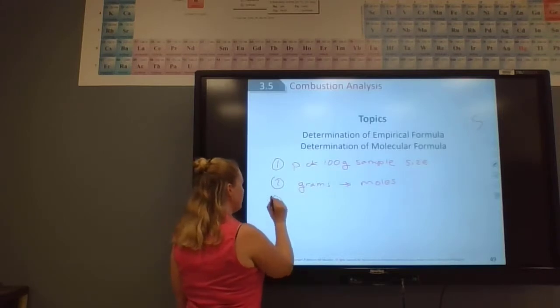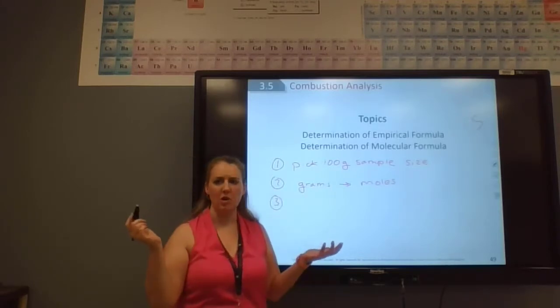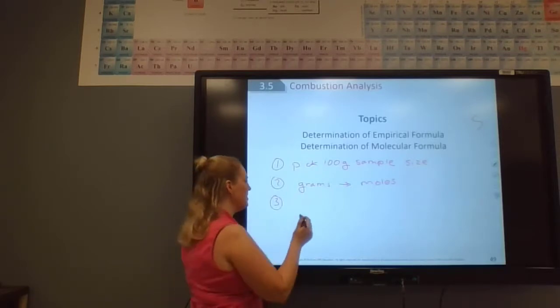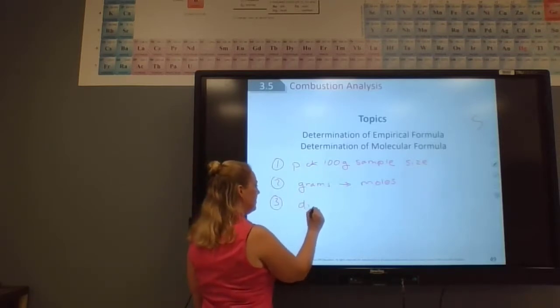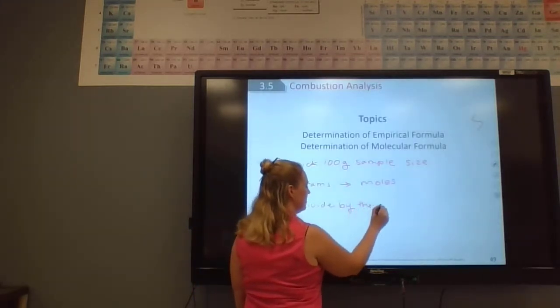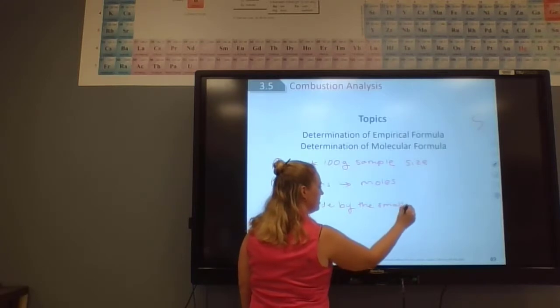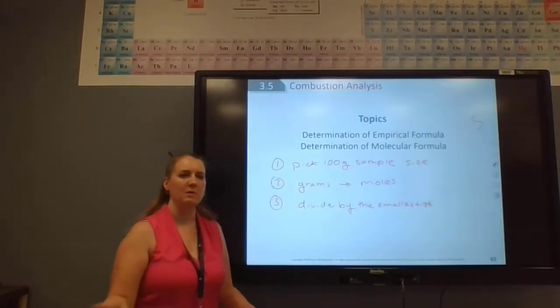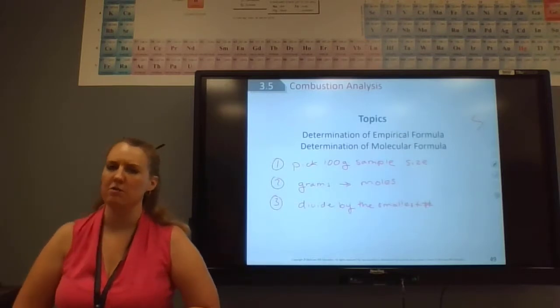And then step 3, once we had moles of both, but they weren't pretty whole numbers, what did we do? Divide by the smallest. Good. Divide by the smallest, which is the same thing we did in lab last week. Divide by the smallest number to get to whole numbers. So those were the 3 steps we had when we were given the percents to get to the empirical formula.